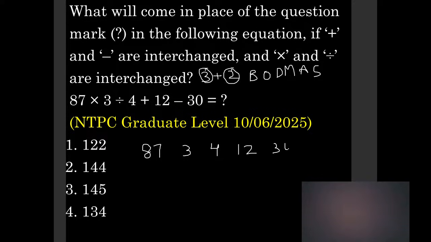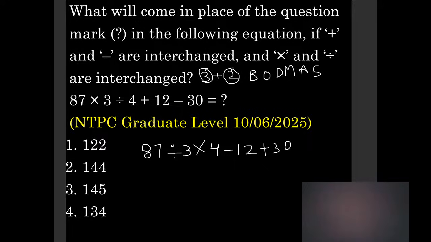Now coming to the symbols, those are interchanged. If you observe, plus and minus are interchanged, and into and divided by are interchanged. So in place of into, I should take divided by. In place of divided by, I should take multiplication. Next, in place of plus, I should take minus, and in place of minus, I should take plus. This is the correct statement. From this, we should use the BODMAS rule and solve it.